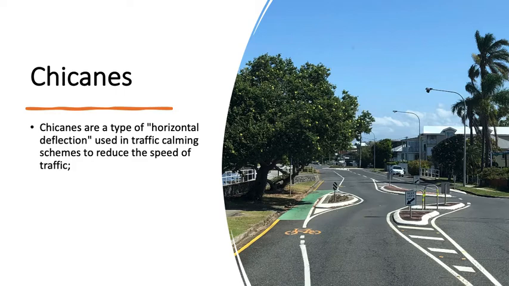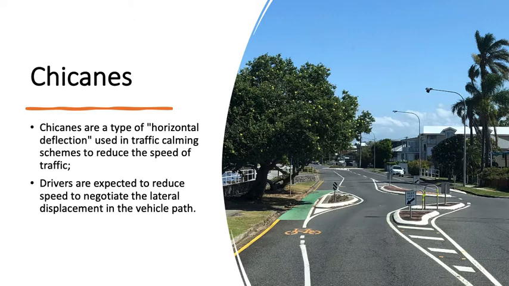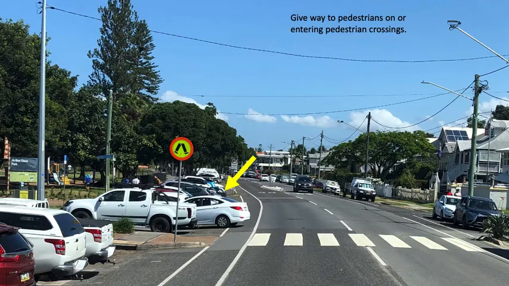Chicanes are a type of horizontal deflection used in traffic calming schemes to reduce the speed of traffic. Drivers are expected to reduce speed to negotiate the lateral displacement in the vehicle path.